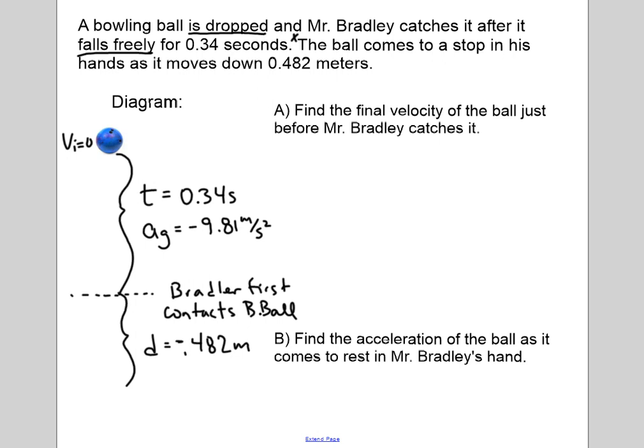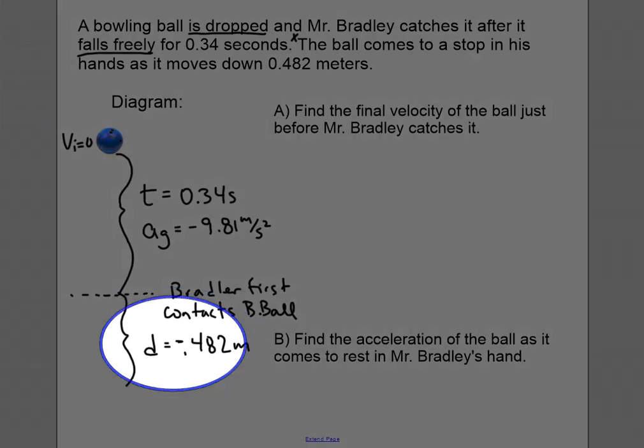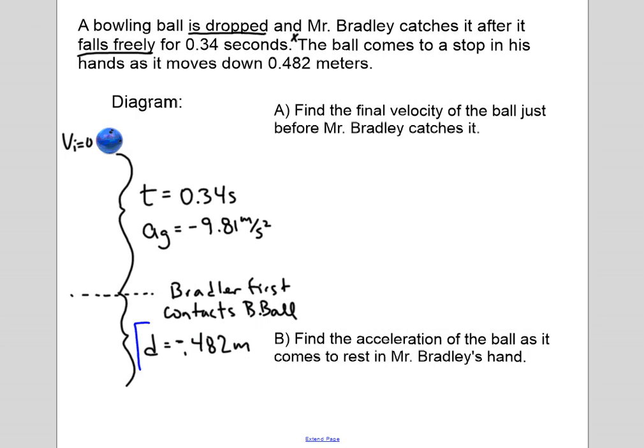The important thing here is that 0.482 meters is a part of the stop problem that happens after the fall. And what that means is we can't put this displacement, how far the ball moved while it's in his hands, together with this time or this acceleration, which is the acceleration and the time of the fall. They're two separate intervals. We can use our equations from here to here, and we can use our equations over again with different data from here to here. But we can't mix the two sets of data together because they're about different intervals, and the acceleration was different in those two intervals.